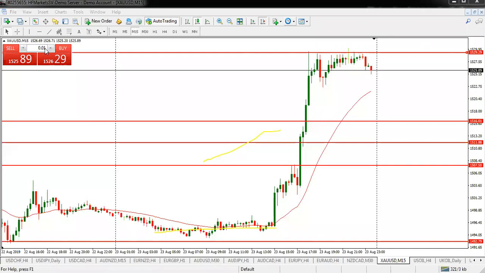If you are on 0.1, that means you are in profit of $1.80. If you are using 1.0, you are in profit of $18. If you are on 0.01, you are in profit of 18 cents. If you are on 10.0, you are in profit of $180, and it goes like that. Just add a 0 behind the lot you are using, and that's the dollar you are getting. So 0.01, that's 10 cents. 0.1, that's $1. 1.0, that's $10. 10.0, that's $100, and it goes like that.